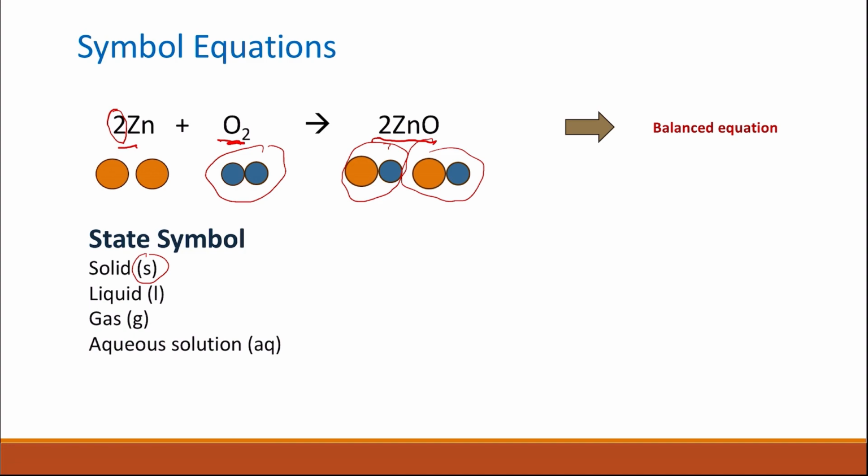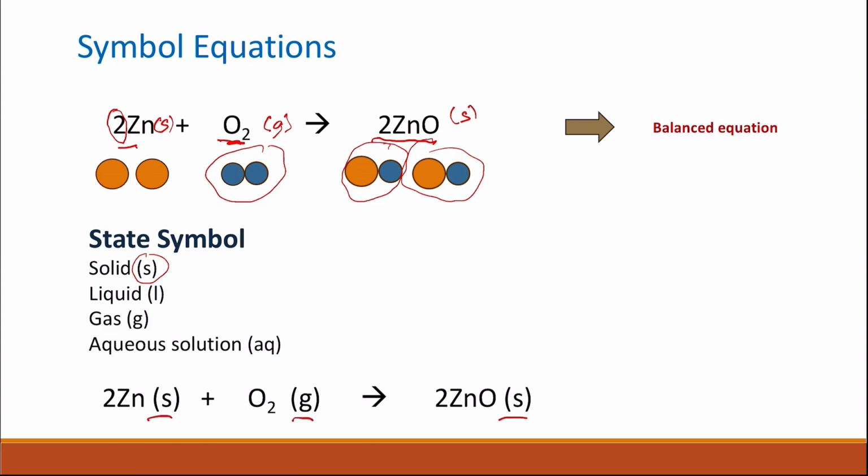In this reaction, we have the zinc, which is going to be solid, so we're going to add an (s) after the zinc between the brackets, and then the oxygen is of course a gas, so a (g) between brackets, and zinc oxide that is formed is going to be a solid, so we're going to add an (s) between brackets. So this is the full balanced equation with the state symbols added as well.